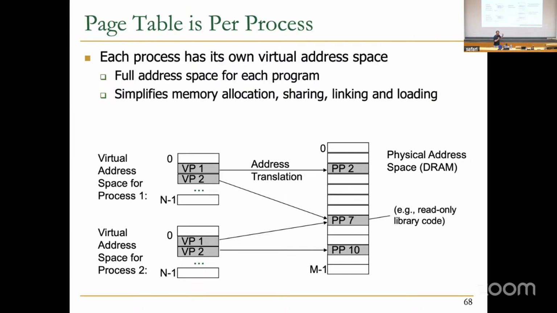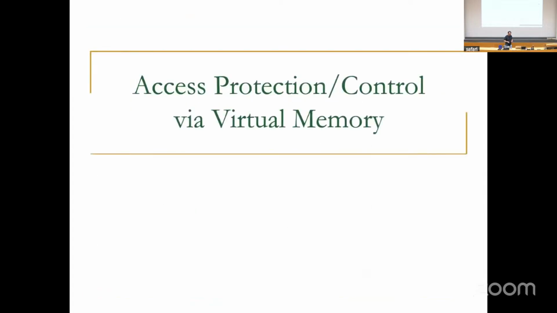We need to enforce some sort of permissions and priorities when it comes to this specific physical page, because we do not want one application to go and change the code of TensorFlow. So we need to register this specific physical page as read-only library code. If the virtual address space for process 2 is malicious and wants to hack the system, it cannot go and change PP7 and change the contents of TensorFlow or any library so that it can hack the virtual address space of process 1. So the access and protection control happens via virtual memory.